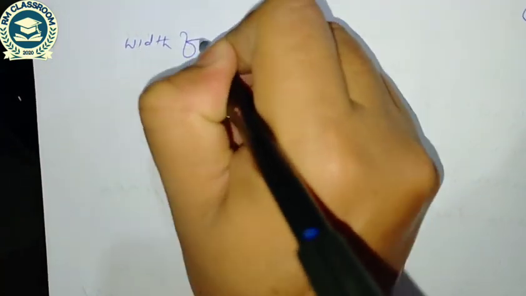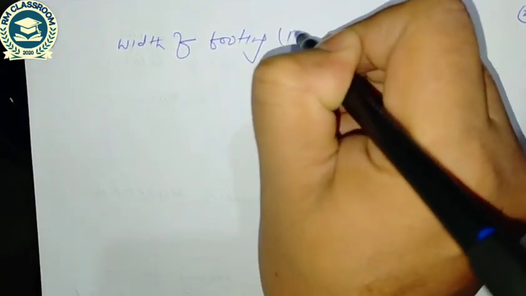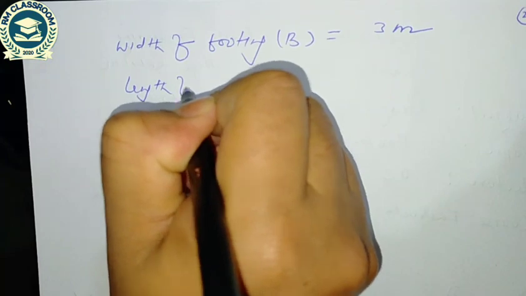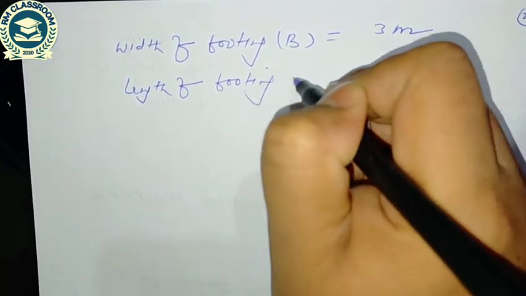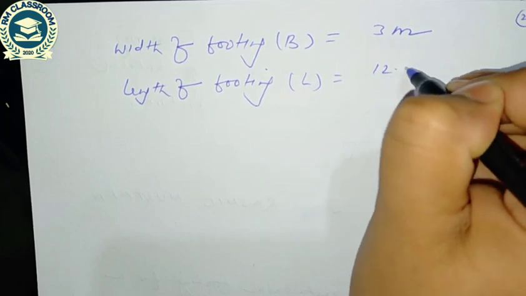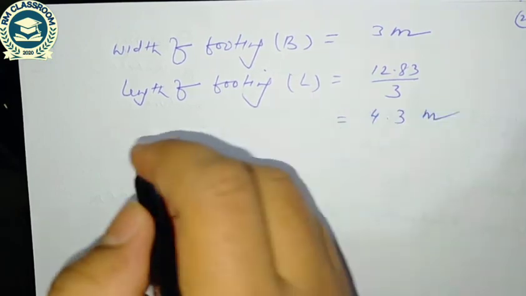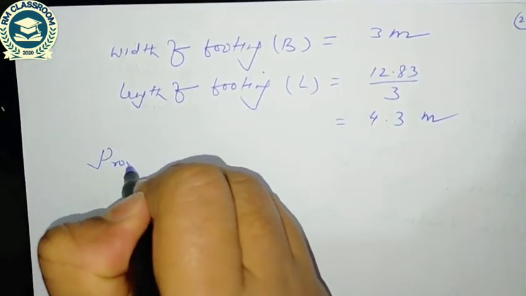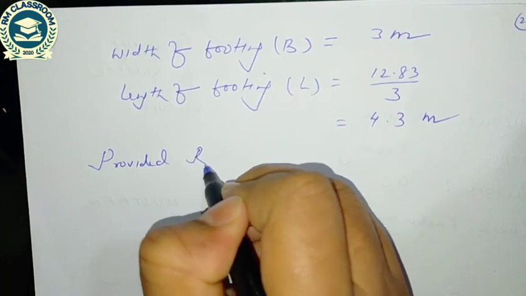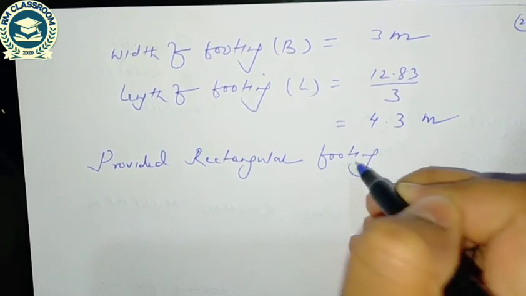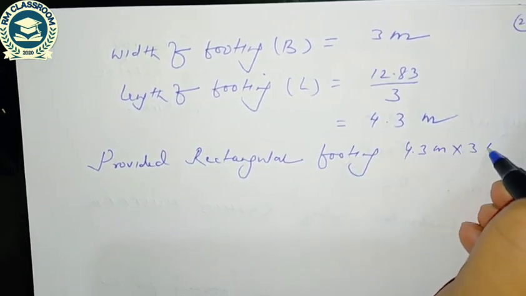Width of the footing is given in the question. Width of footing is equal to 3 meter. So length of footing can be computed, 12.83 divided by 3. So it is 4.3 meter. So provide a rectangular footing 4.3 meter by 3 meter.